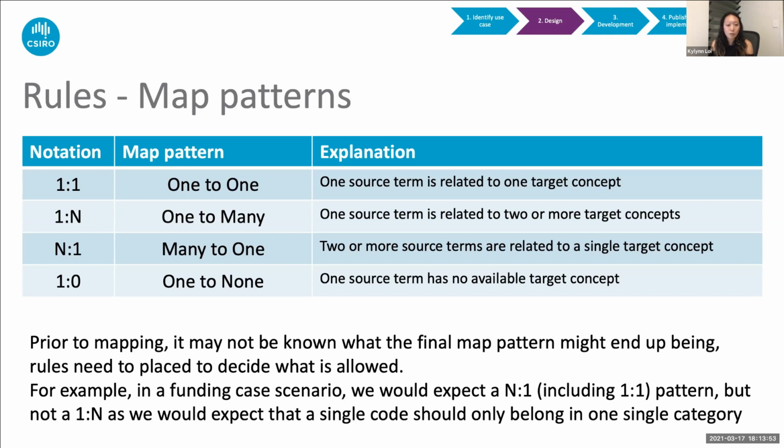That is, one source code mapped to many target codes. That's because we would generally expect things to be funded once. So we would need to make sure that we didn't include that type of map pattern in our funding map scenario.